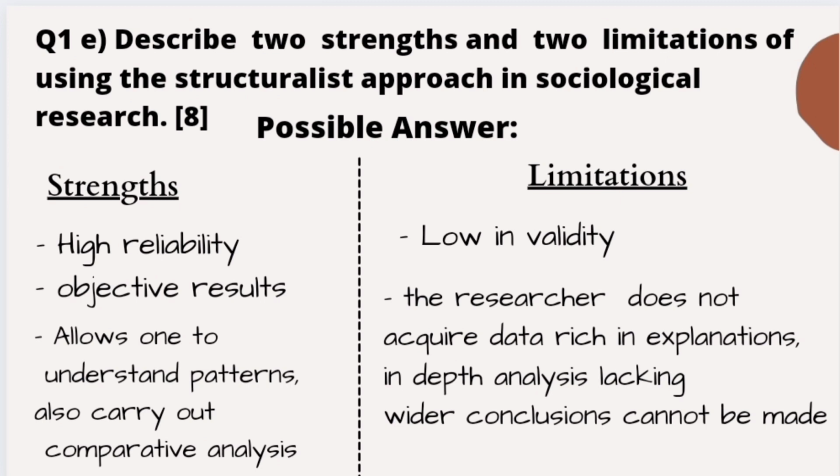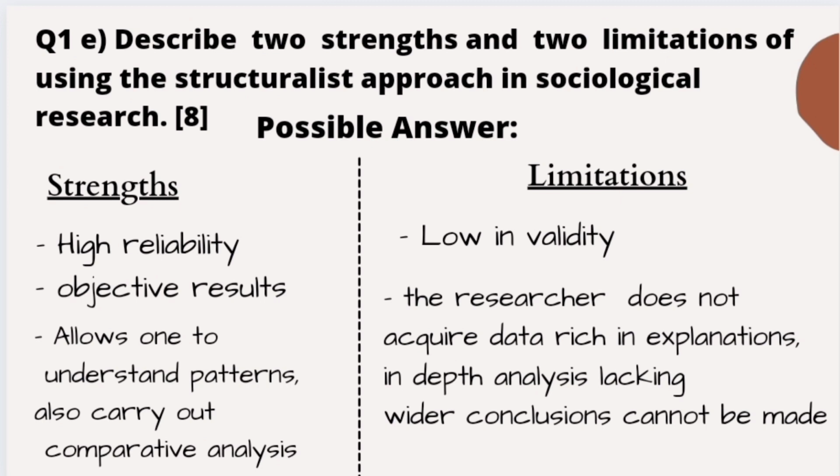Secondly, when you use quantitative research methods, your research is going to be objective, because it's going to be based on numbers. No biases are going to come into that. And with numbers, obviously we all know that we can draw comparisons. We can see trends and patterns with numbers. So these are the 2 strengths that you would mention of using the structuralist approach in sociological research.